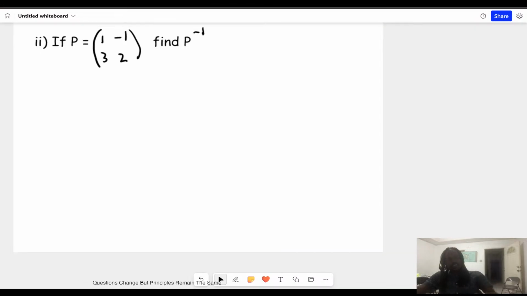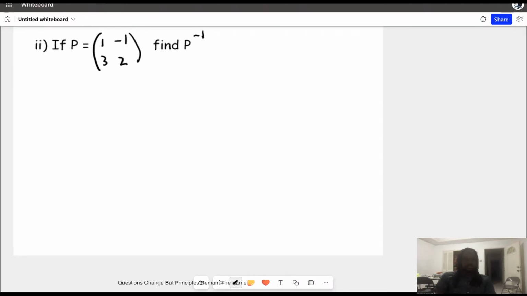So let's go. You want the inverse, the first thing you have to do, find your determinant. So what's my determinant now? Product of leading. So 1 times 2, 2, minus.